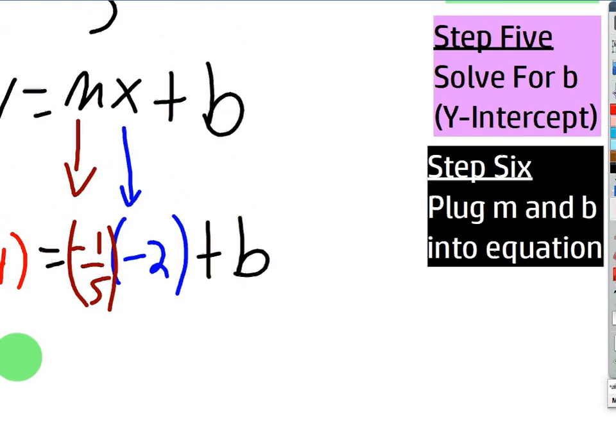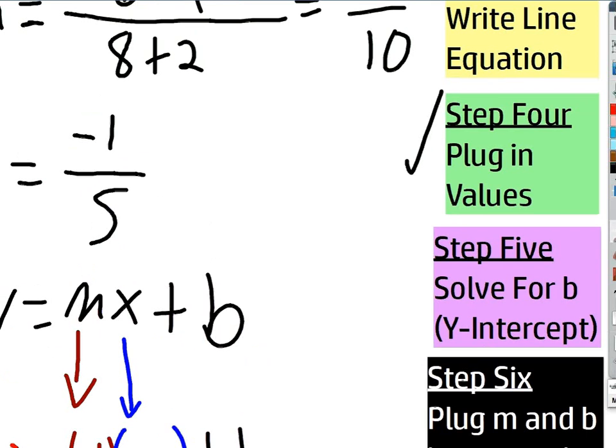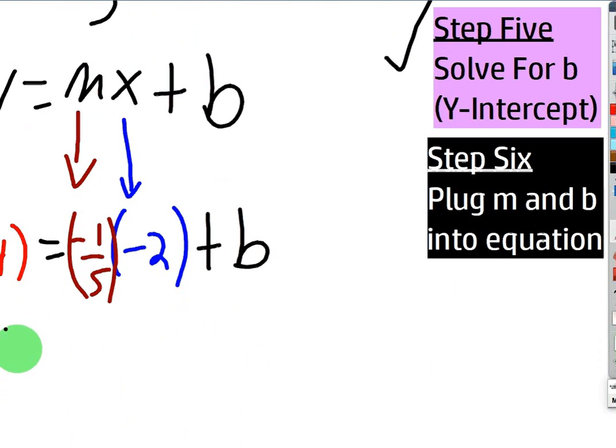All right. Next step is to solve for b. So you get negative 4. Now what's negative 1/5 times negative 2? First of all, it's a negative times a negative, so you know it's going to be positive. 2/5, right. The whole number goes on top. 1 times 2 is 2. 5 goes on the bottom.